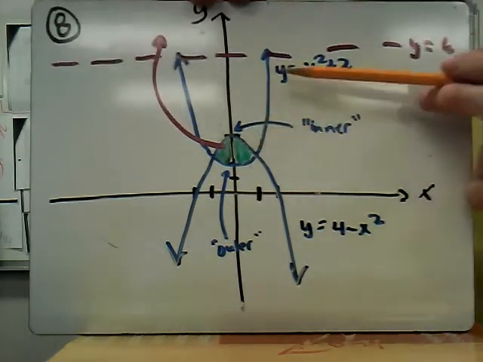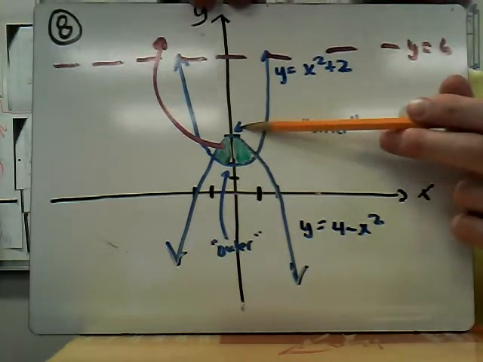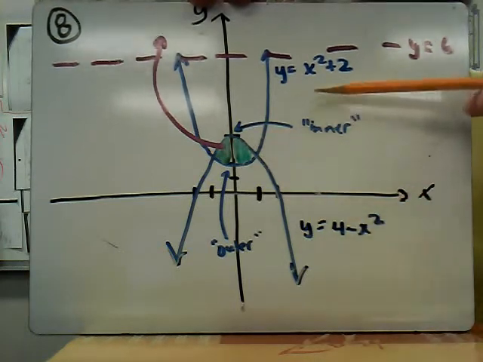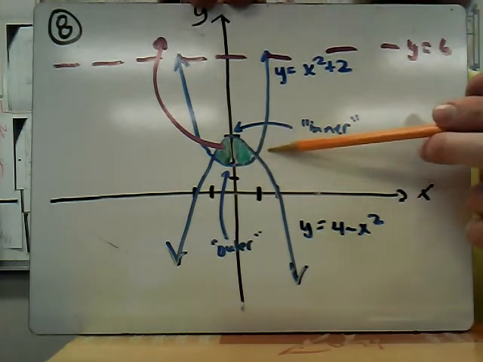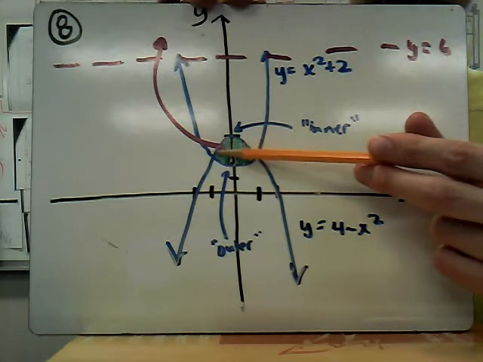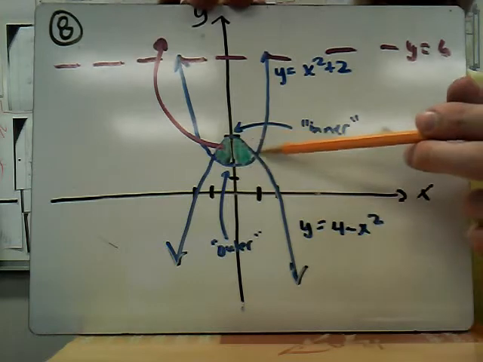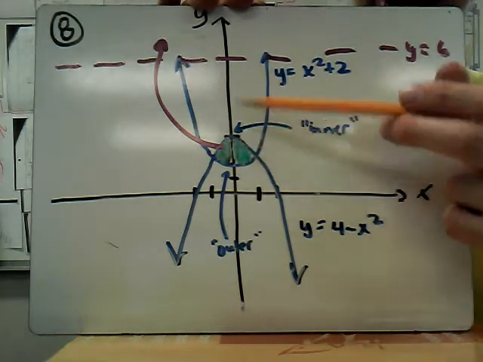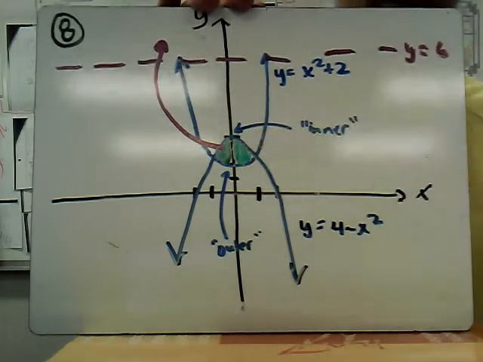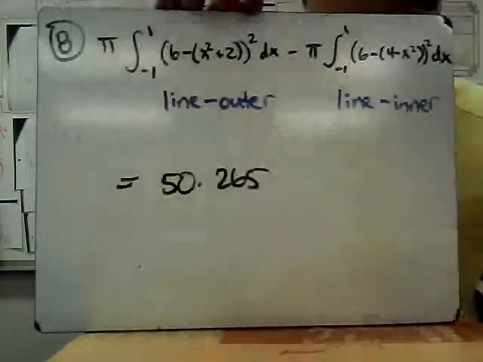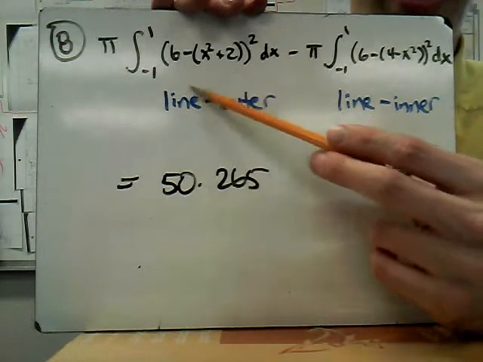The inner function is the one that's closest in this particular region, which is 4 minus x squared, and the outer function is x squared plus 2, which is the farthest away in this region. By the way, the region is formed by the intersection between these two curves. The intersection points occur at x equals -1 and x equals +1, and that forms our region. There is no other region that would be enclosed by the two curves. So in this particular situation, you want to be very careful about setting up your integrals.